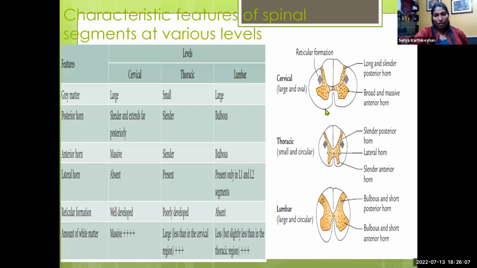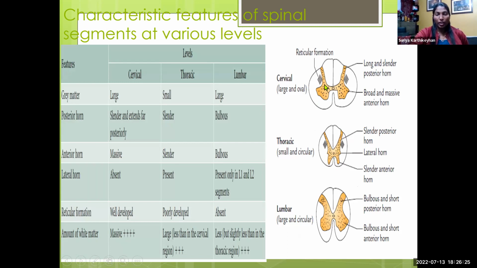So this is the cervical region, cervical spinal segments, thoracic, and then lumbar. When you see the gray matter in the cervical region, it is large. But in the thoracic region, it is very small. And then again in the lumbar region, the gray matter is large.